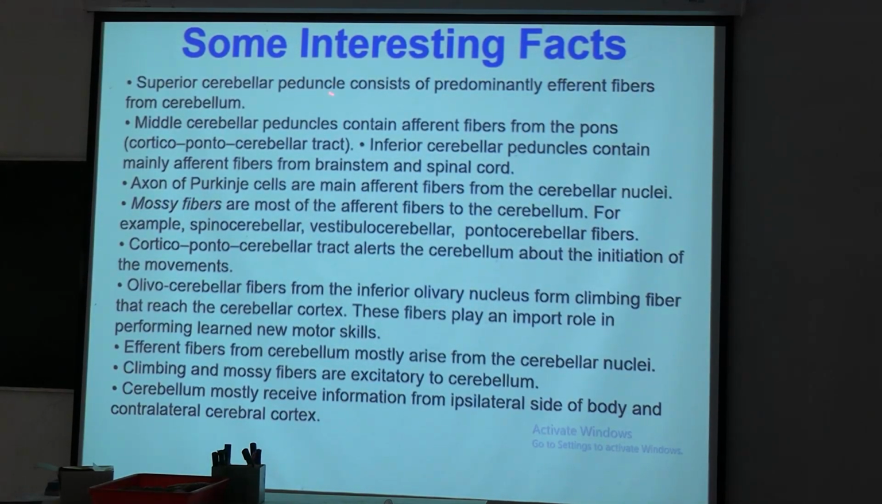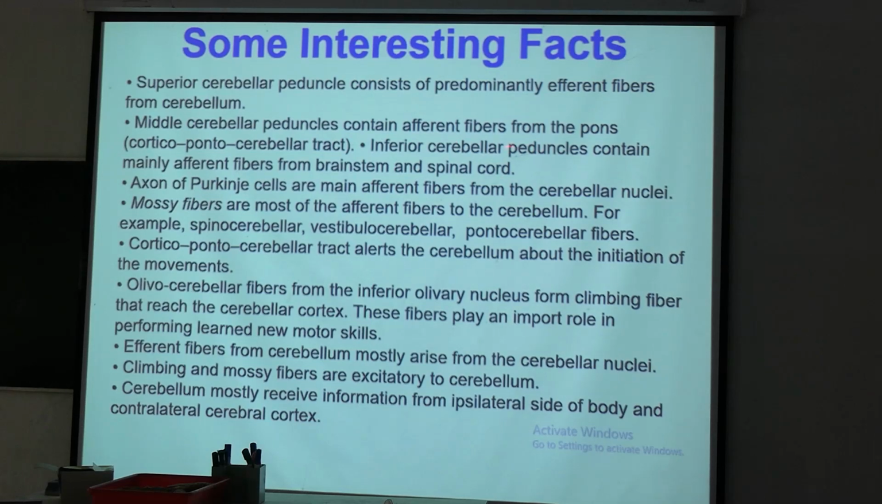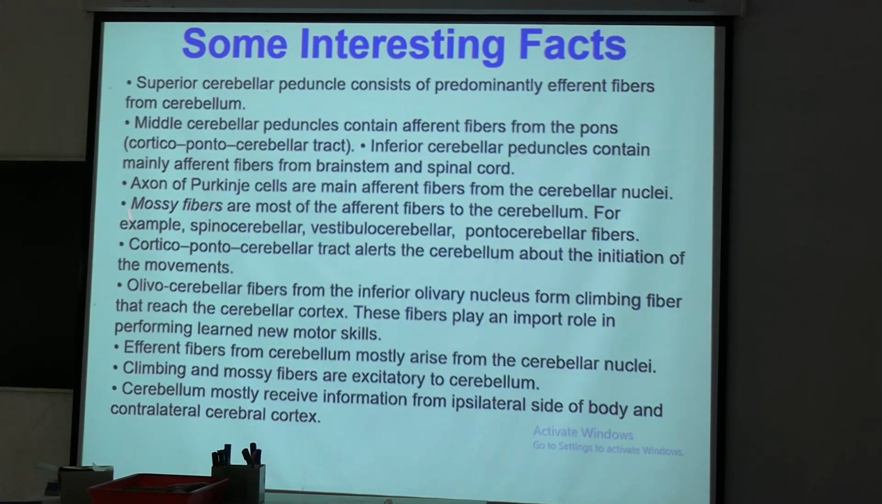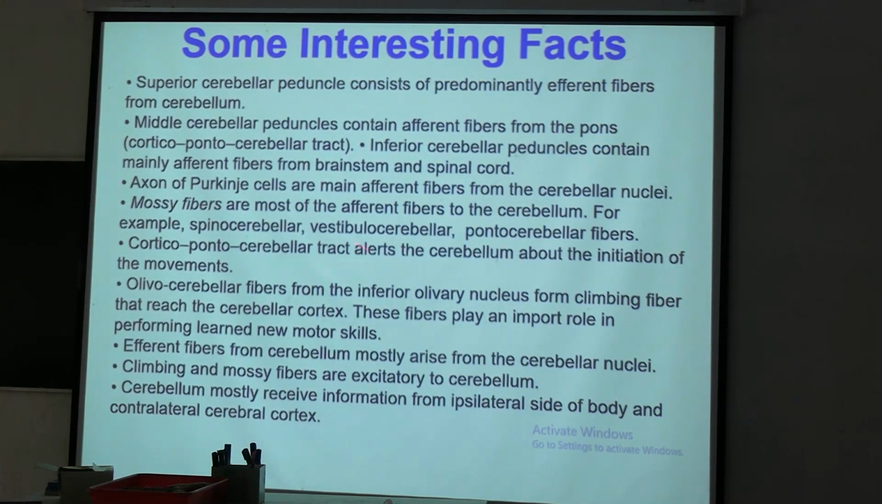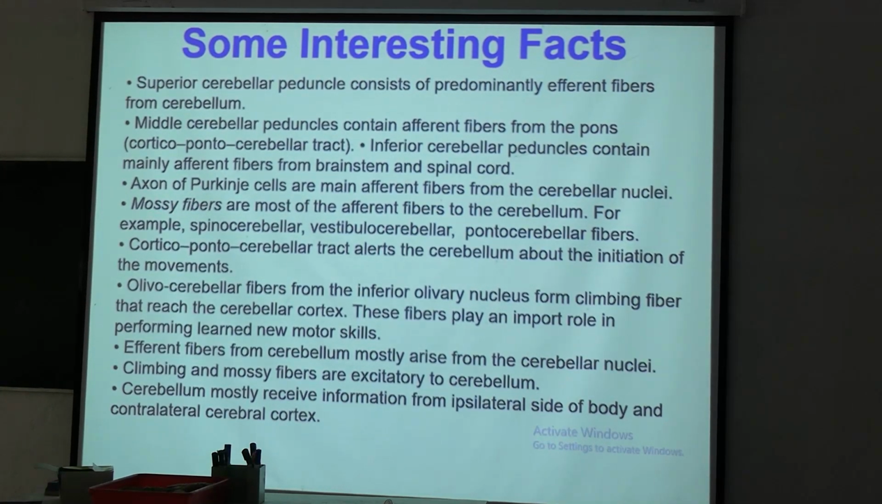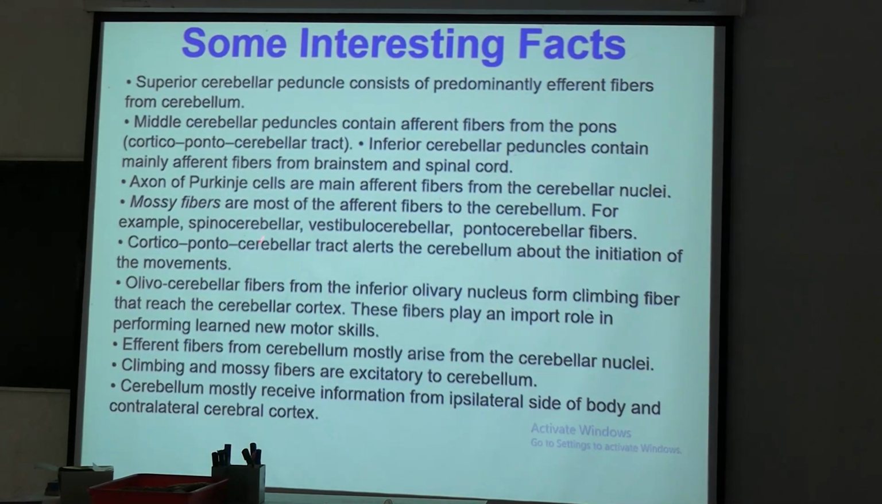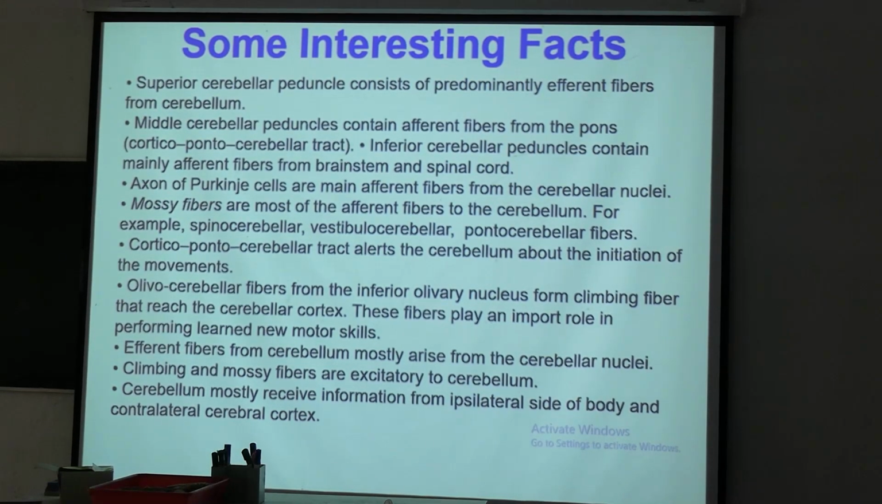The superior cerebellar peduncle consists predominantly of efferent fibers from the cerebellum. The middle cerebellar peduncle contains afferent fibers from the pons, that is the corticopontocerebellar tract. And the inferior cerebellar peduncle contains mainly afferent fibers from the brainstem and spinal cord. The axons of the Purkinje cells are the main efferent fibers from the cerebellar nuclei, and mossy fibers are most of the afferent fibers to the cerebellum. For example, spinocerebellar, vestibulocerebellar, pontocerebellar fibers all form the mossy fibers.